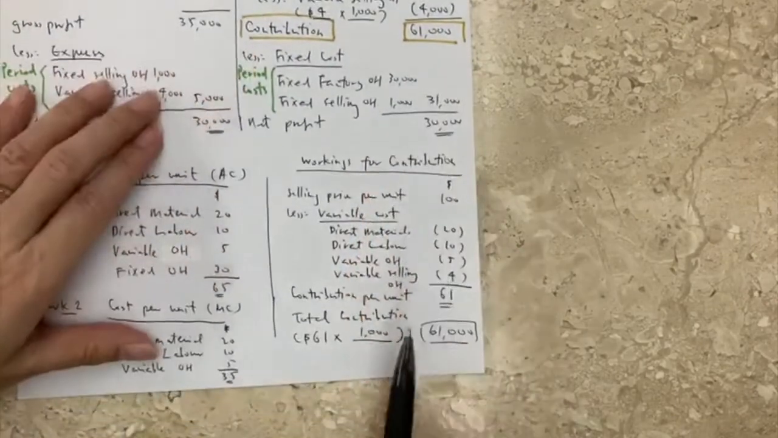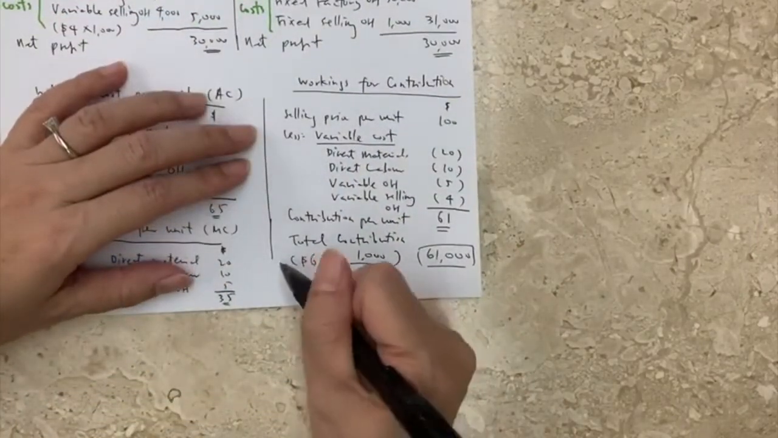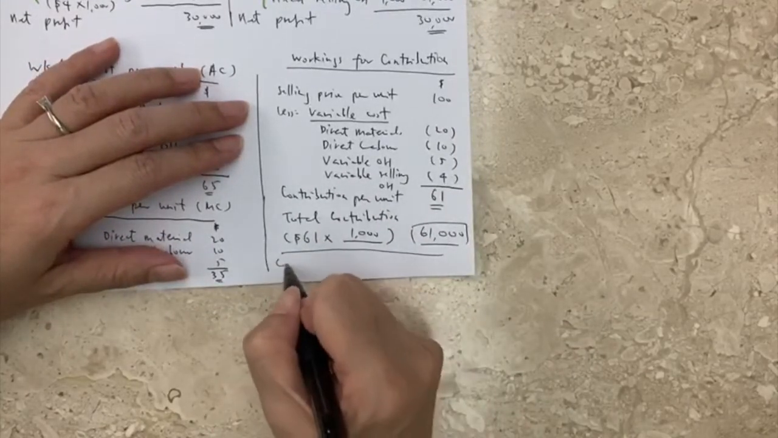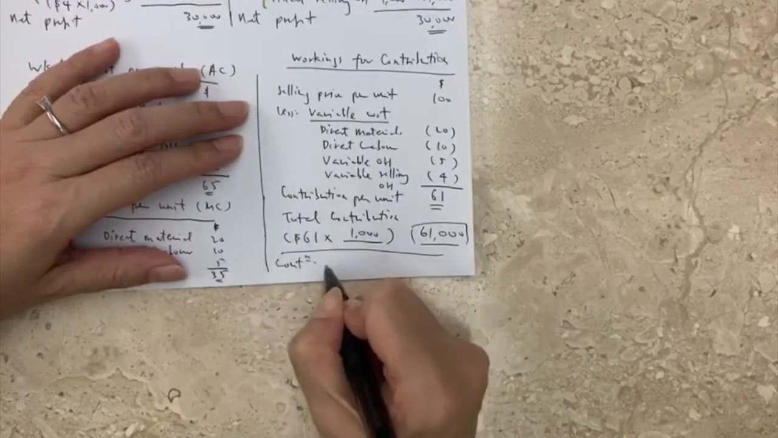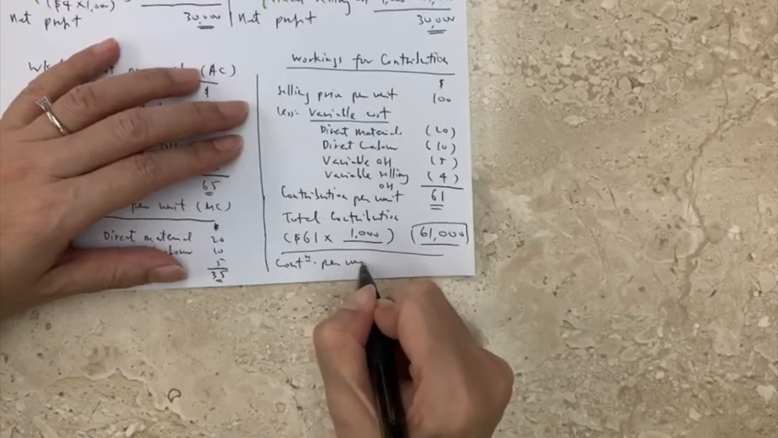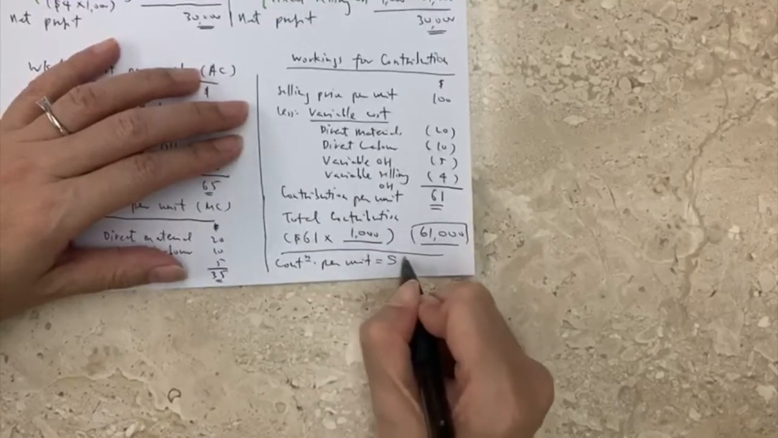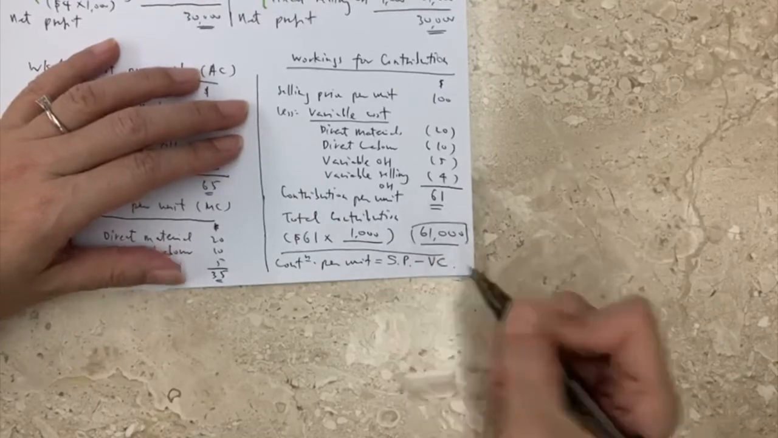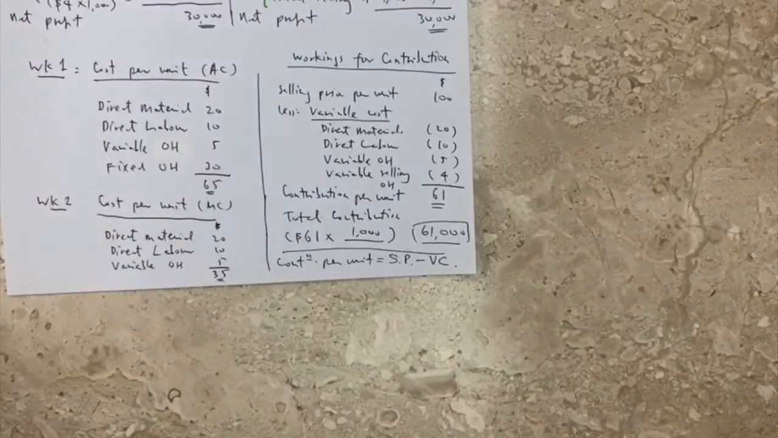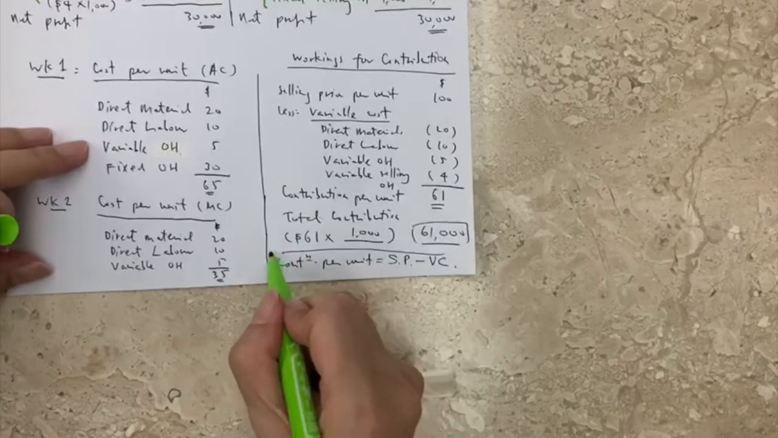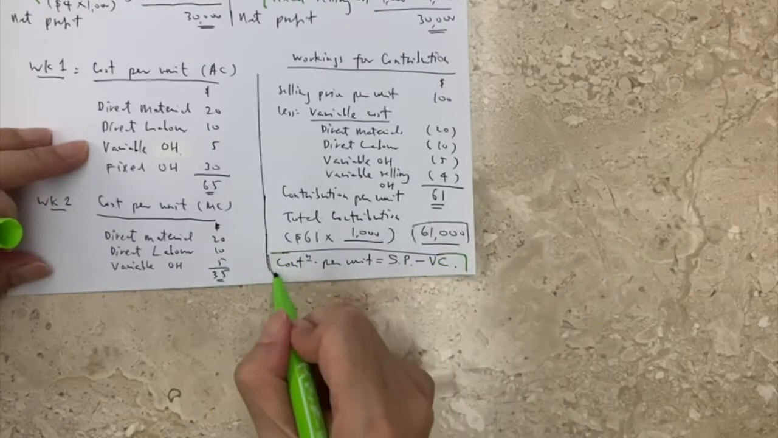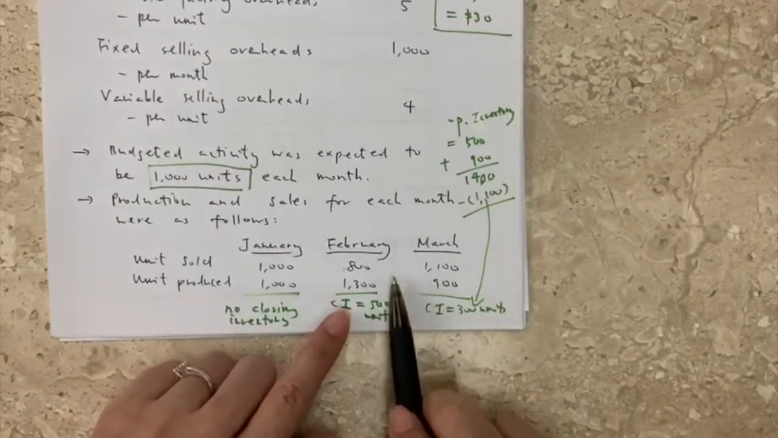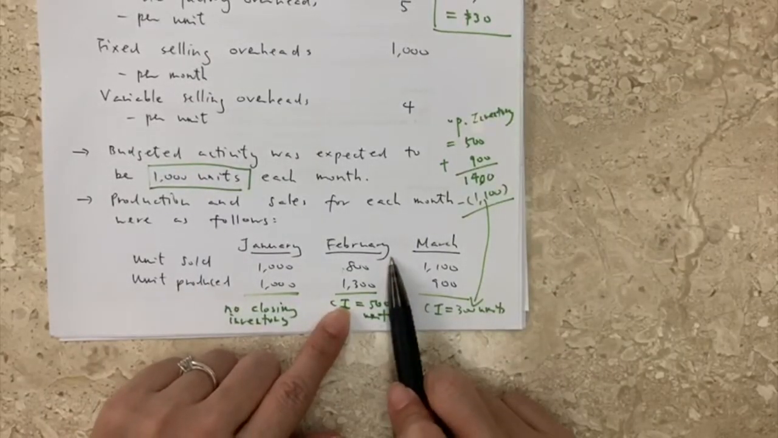All right, so that we can have another formula saying, what is contribution per unit? Contribution per unit is equal to selling price per unit minus all the variable costs per unit. Okay, so you will find this formula very useful for the later examples, right? Okay, now we come to the situation in February.